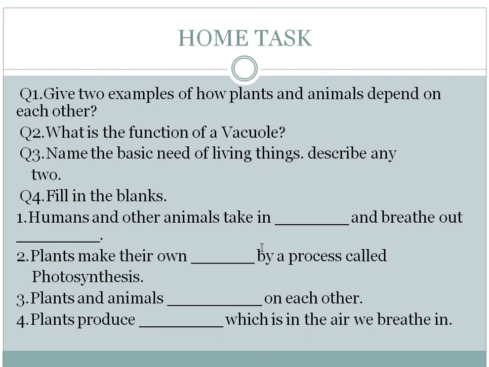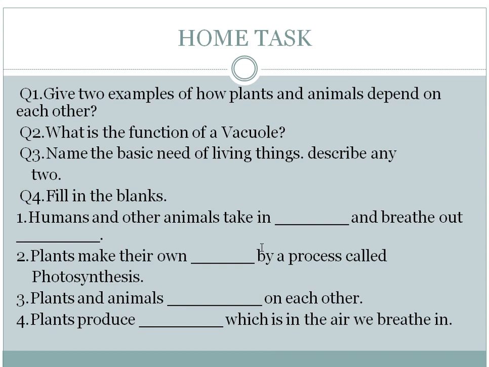Okay student, it's time to get your home task. You can see your home task on your screen. There are 4 questions and you have to find their answers from your science book. Question number 1. Give 2 examples of how plants and animals depend on each other. Question number 2. What is the function of a vacuole? Question number 3. Name the basic needs of living things and describe any 2.